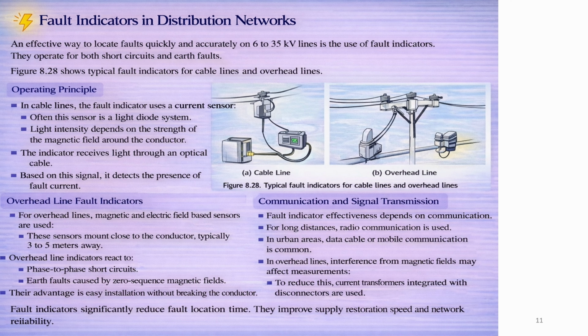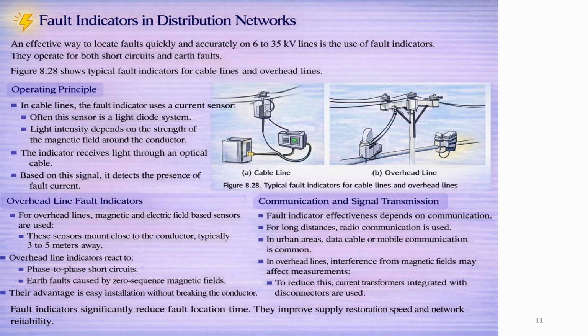Some fault indicators are simple mechanical or visual devices. They may use mechanical flags, liquid indicators, or light-based indicators. These devices are not connected to the communication system. They require on-site inspection. They still provide valuable information during the fault patrol.